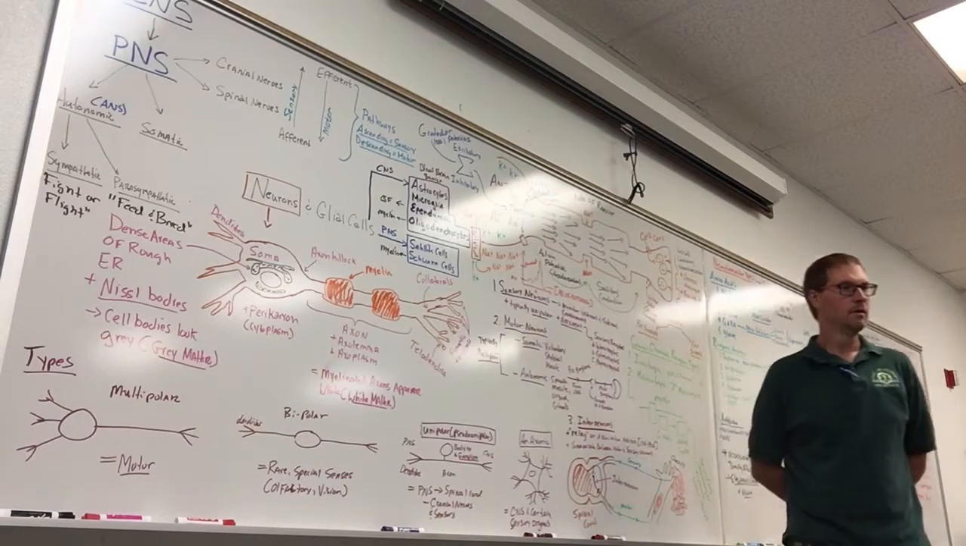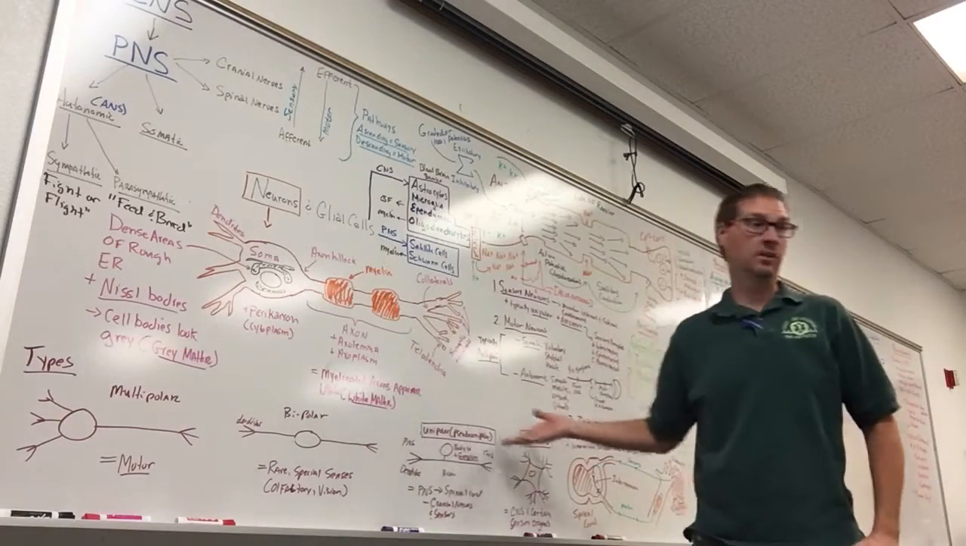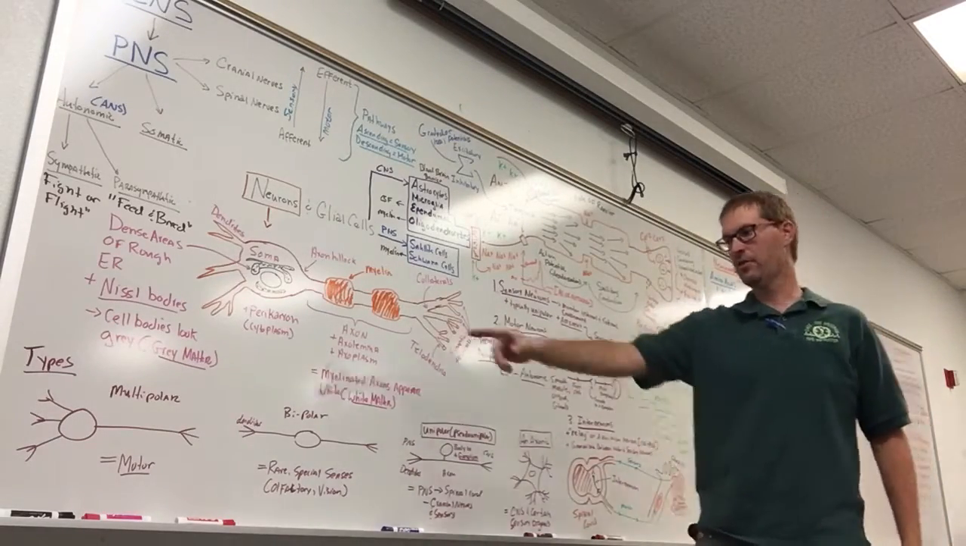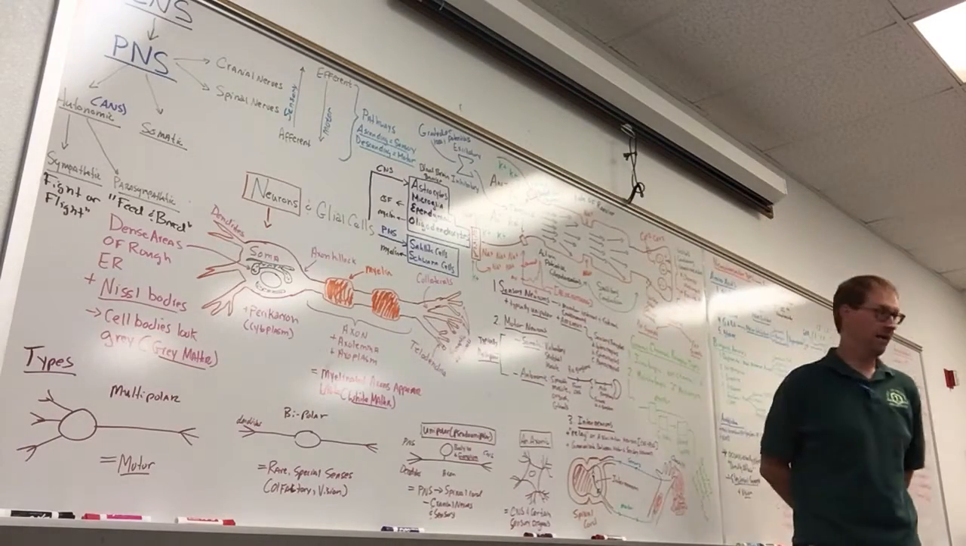So far, so good? So this is looking at the neurons by their morphology, by what they look like. Okay, your multipolar, your bipolar, your pseudo-unipolar, and your anaxonic.